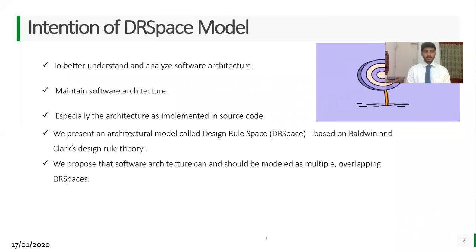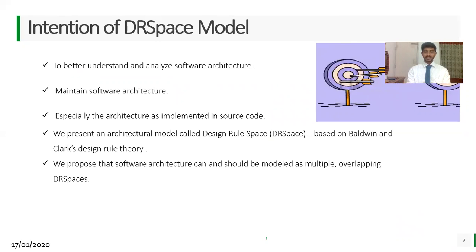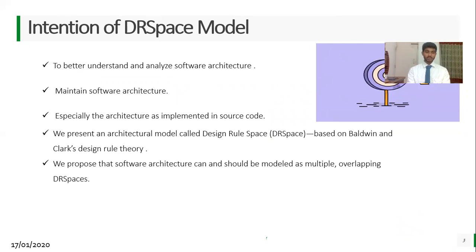At first, there is the intention of the DRS model: to better understand, analyze, and maintain software architecture, especially the architecture as implemented in source code. We present an architectural model called design rule space, based on Baldwin and Clark's design rule theory. They propose that software architecture can and should be modeled as multiple overlapping DRS spaces.